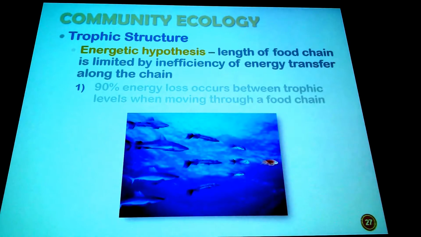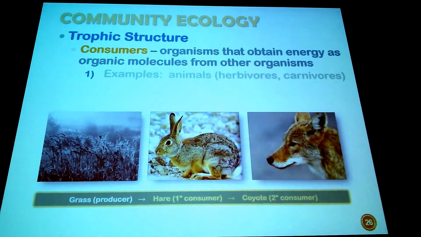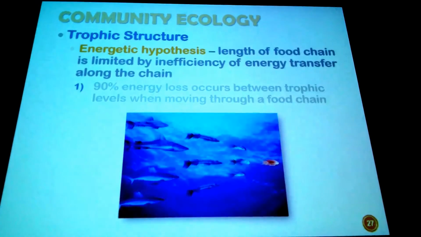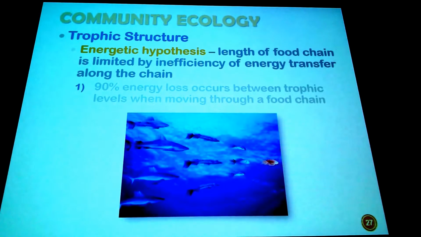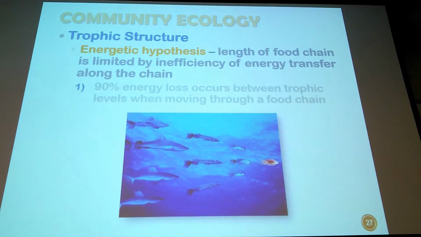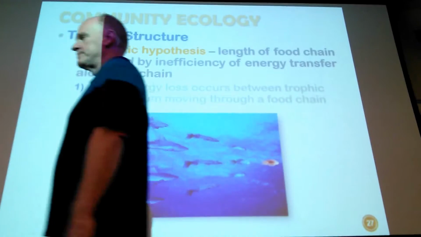You have 90% energy loss occurring between trophic levels when moving through a food chain. Let me go back a second. The plants can't handle all the energy the sunlight gives to them. It converts some of it into food. From the plants to the rabbit, only 10% of the energy is transferred, 90% is lost. From the rabbit to the coyote, only 10% is transferred, 90% is lost. That's what we're saying. And the longer the food chain, the more energy loss there is. So at the very end of the food chain, you have very little energy from what you started with. That's why a long food chain becomes unstable. The shorter the food chain, the more energy transfer you have.